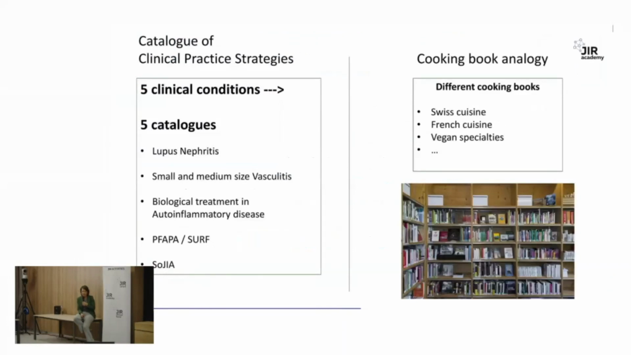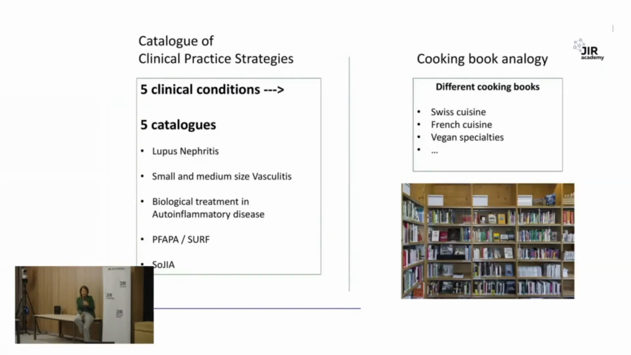Just a little bit how this then in practice will work. I used the cookie already, and I'm a gastronomic person, so I'd like to use the cooking book analogy for the CliPS practice strategy project. So we chose 5 clinical conditions, 5 rare diseases: lupus nephritis, small and medium-sized vasculitis. We chose biological treatments for inflammatory disease, FAPA and SERV, and systemic onset JRA. So 5 different rare diseases. Specifically, the autoinflammatory one is, of course, a big group, but then we focus on the biological treatment.